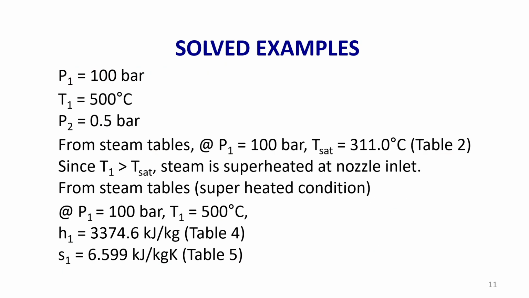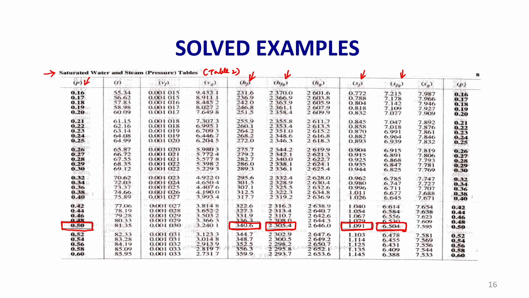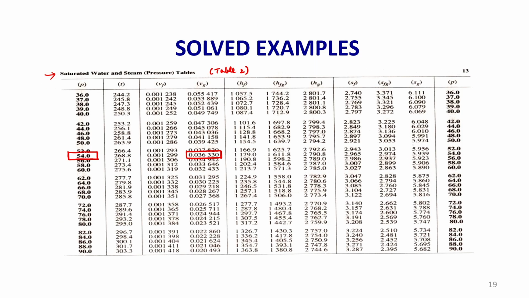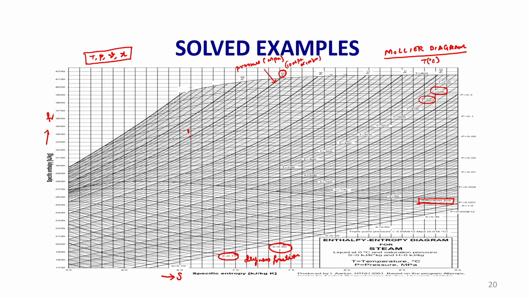There it is coming 6.6, because as I said, in the table we can take it accurately, and in the chart it is an approximate value. There may be a slight difference between the value we take from the Mollier diagram and the table, but a marginal difference is accepted. So, this is the enthalpy value. Let me write this one.